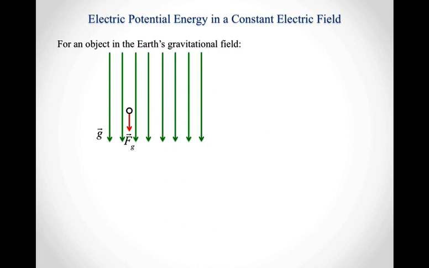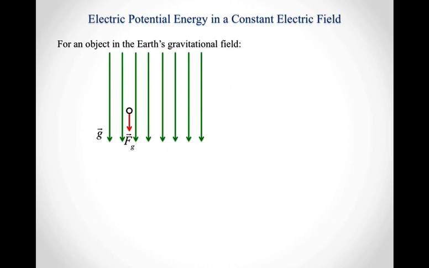So there's a couple key situations in which we want to be very comfortable talking about the electric potential energy and how it changes. And the simplest of those is to talk about the electric potential energy within a constant electric field. And so again, the analogy that we want to use here is bringing ourselves back to what we know about the constant gravitational field near the Earth's surface.